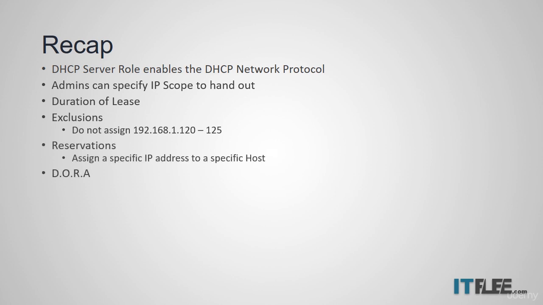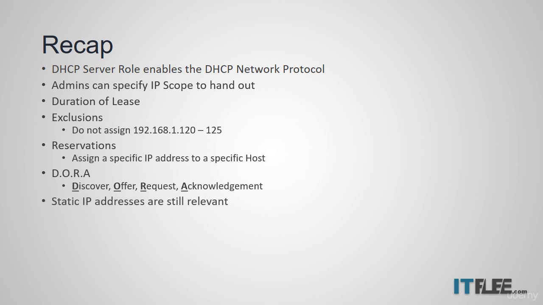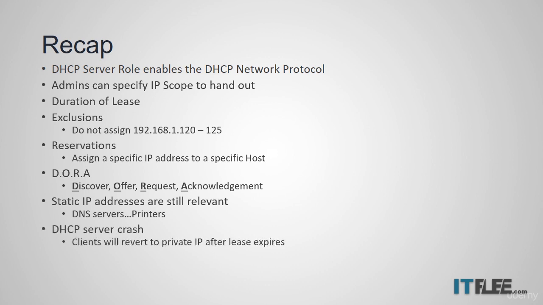The technical process of getting client IP addresses is DORA: Discover, Offer, Request, Acknowledge. Static IP addresses are still relevant for things like servers and printers, and if your DHCP server crashes, computers relying on DHCP will stay connected until their TCP/IP lease expires. Finally, if a computer is configured to use DHCP but it cannot find a DHCP server, it will assign itself a private IP address that starts with 169.254.x.x.